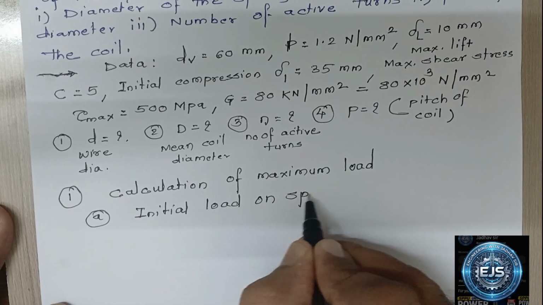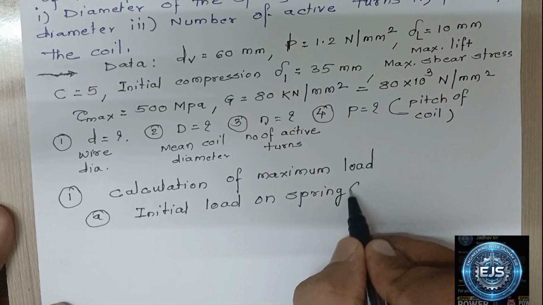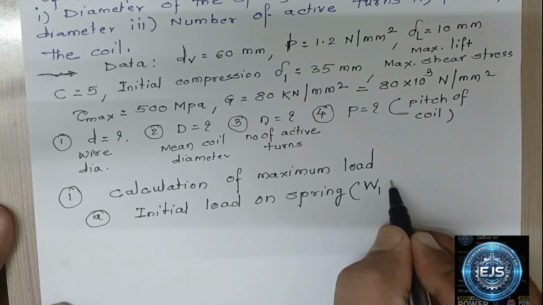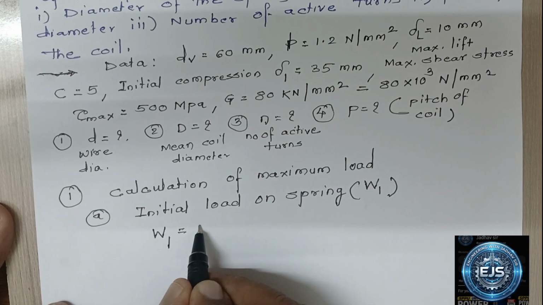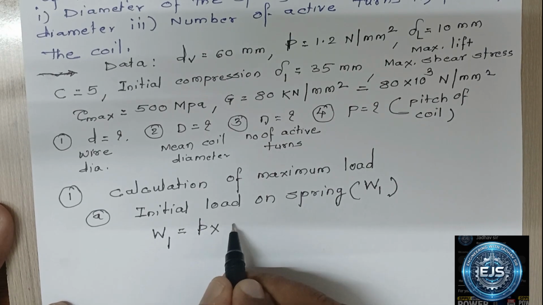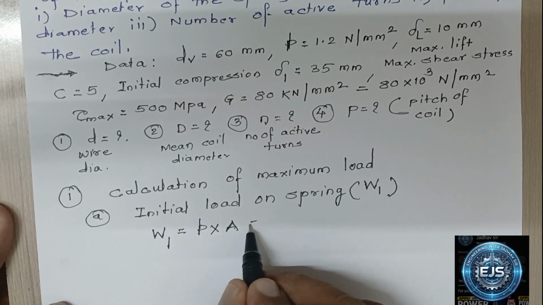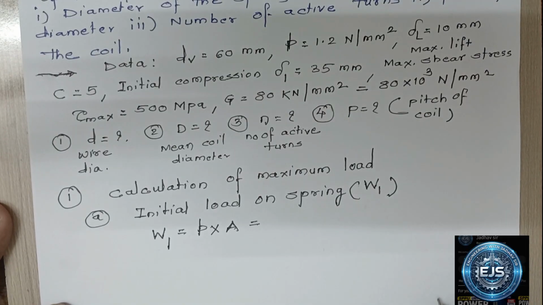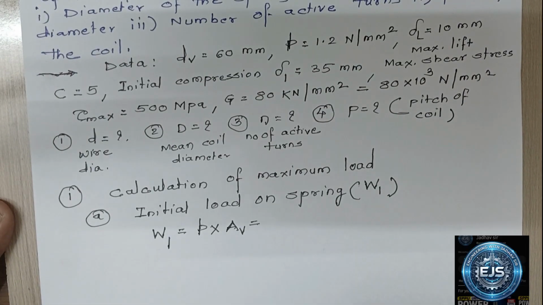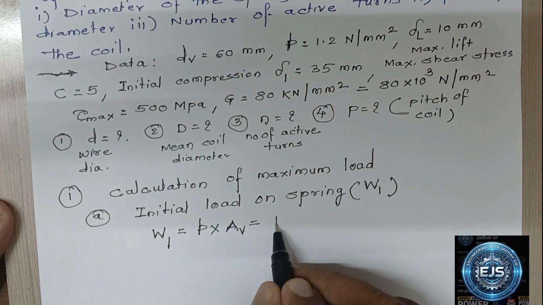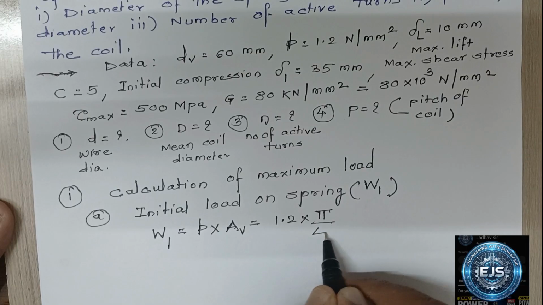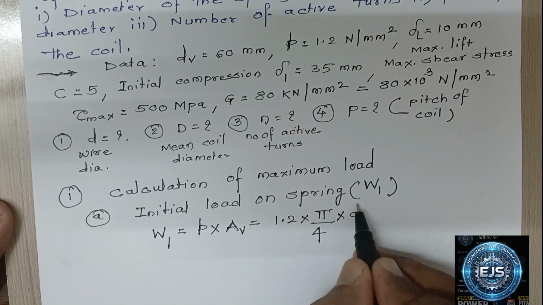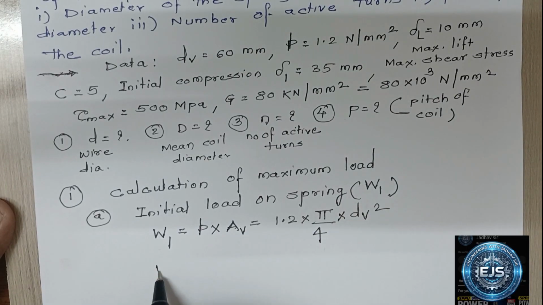Initial load on a spring, we'll denote this load as W1. So initial load W1 is given as pressure into area. P is the pressure, A is the area of the wall, we'll denote as AV also. So pressure into area is the initial load on the spring. So block pressure is given 1.2 multiplied by area of wall, pi by 4 into dV square. तो dV का वैल्यू हमें दिया है.